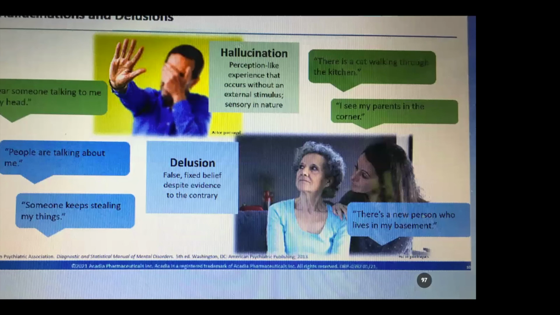Next slide. And I'm giving you a flavor here of what these symptoms look like. Hallucinations: a perception-like experience that occurs without an external stimulus. So it's not really there. And a delusion is a false fixed belief. For example, I hear someone talking to me in my head. People are talking about me. Someone is stealing my things from my room. Or there's a cat walking on my window. I see my parents from the corner of my eye. There's a new person who lives in my basement. These are real hallucinations and delusions that I've put up here.